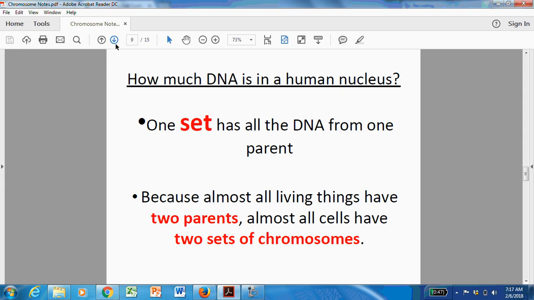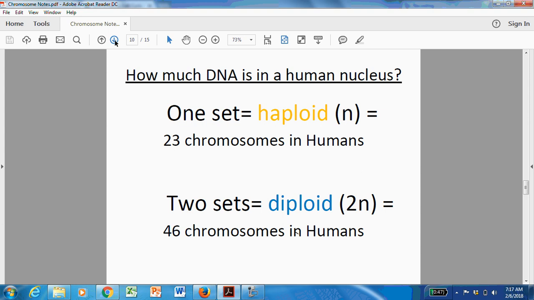And we have to understand, again, one set has all the DNA from a parent, because in all living things that sexually reproduce, you have two parents, a mom and a dad. So technically you have two sets of chromosomes, one from mom, one from dad, just like a pair of socks. You have two socks, and just imagine that you get one sock from each parent. And again, it's important because in science we count the chromosomes to ensure that these new cells are dividing correctly. So how much DNA is in a nucleus?